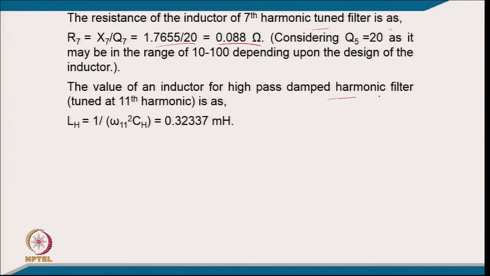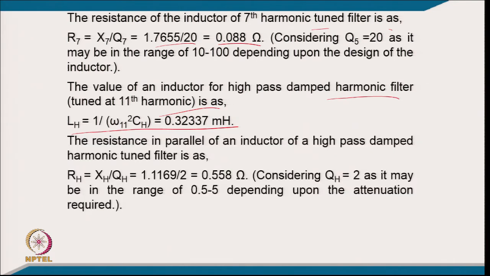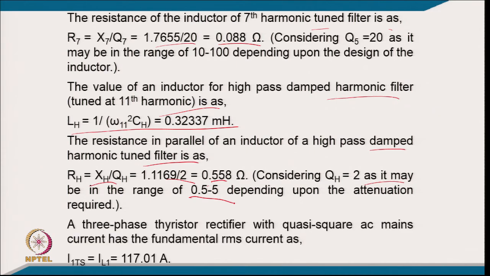The value of the inductor for the high pass damped filter is for the 11th harmonic. So, tuning for the 11th harmonic we get the value of the inductor 0.32337 millihenry, and the resistance in parallel with the inductor of the high pass damped filter tuned to harmonic H is XH upon QH, taking a QH of 2. So, we get the resistance 0.558 ohm, taking a Q factor of 2. So, it can be in the range of 0.5 to 5.